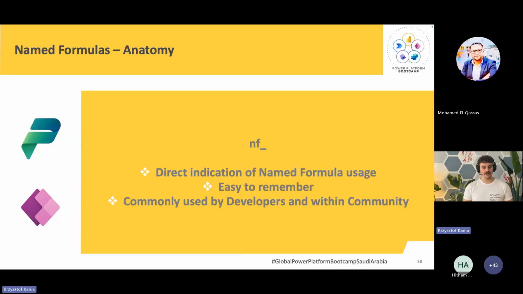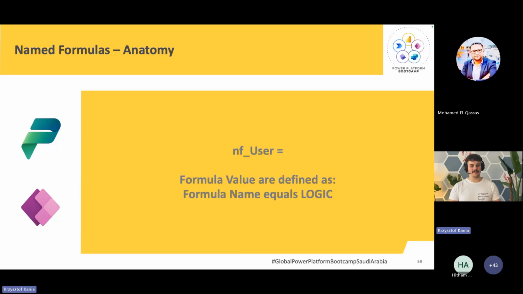So it's a direct indication that you and your team are working with named formulas. It's really easy to remember, and that approach is commonly used among the community. If you have company guidelines or company templates, you can use whatever your team is using, as long as you and your colleagues know it is a named formula. Okay, then you provide a proper naming convention. So NF user will get us the named formula of user metadata. And then the named formula always equals.